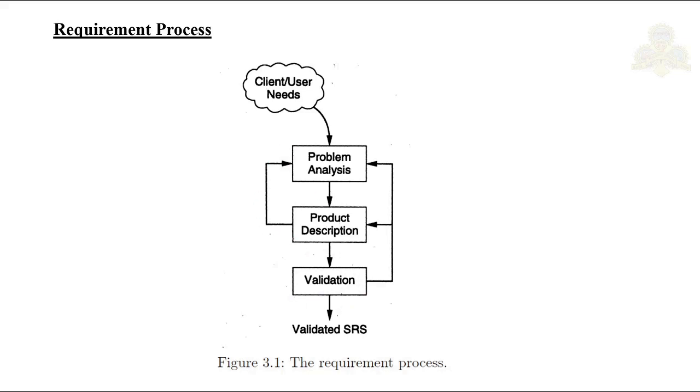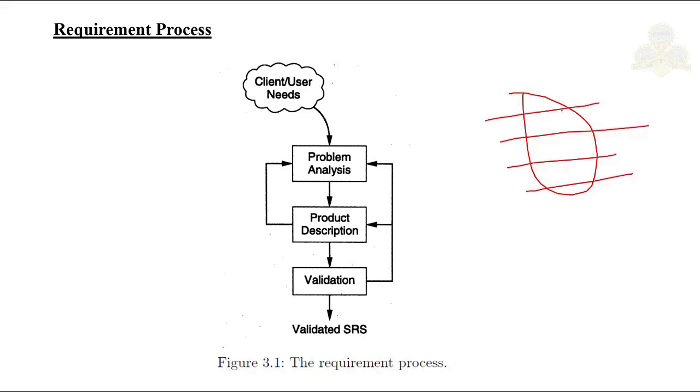So we have arrows from product description to problem analysis, and from validation to both of these activities. Now, what do these feedback loops say? If we consider a system which is very complex, we cannot directly jump into the analysis and write the product description or the SRS. For that, we have to use a divide and conquer method. We divide the complex system into multiple parts so that each part can be analyzed and the SRS can be written for that particular part.